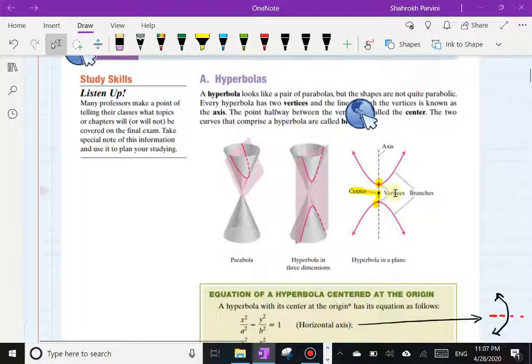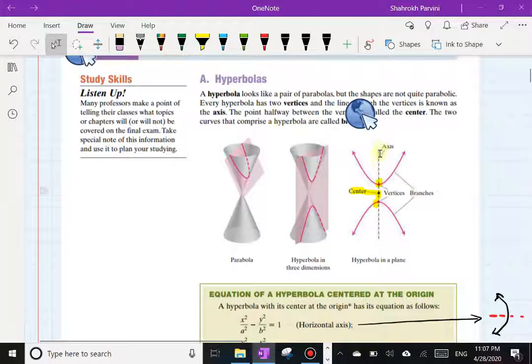Now, as far as the terminology goes here, each of these pinkish, salmon-colored branches are just that. They're called branches of the hyperbola. The center of the hyperbola is right in here, and the low point here and the high point here are called the vertices. Each of them is a singular vertex. So together there are two vertices for every hyperbola.